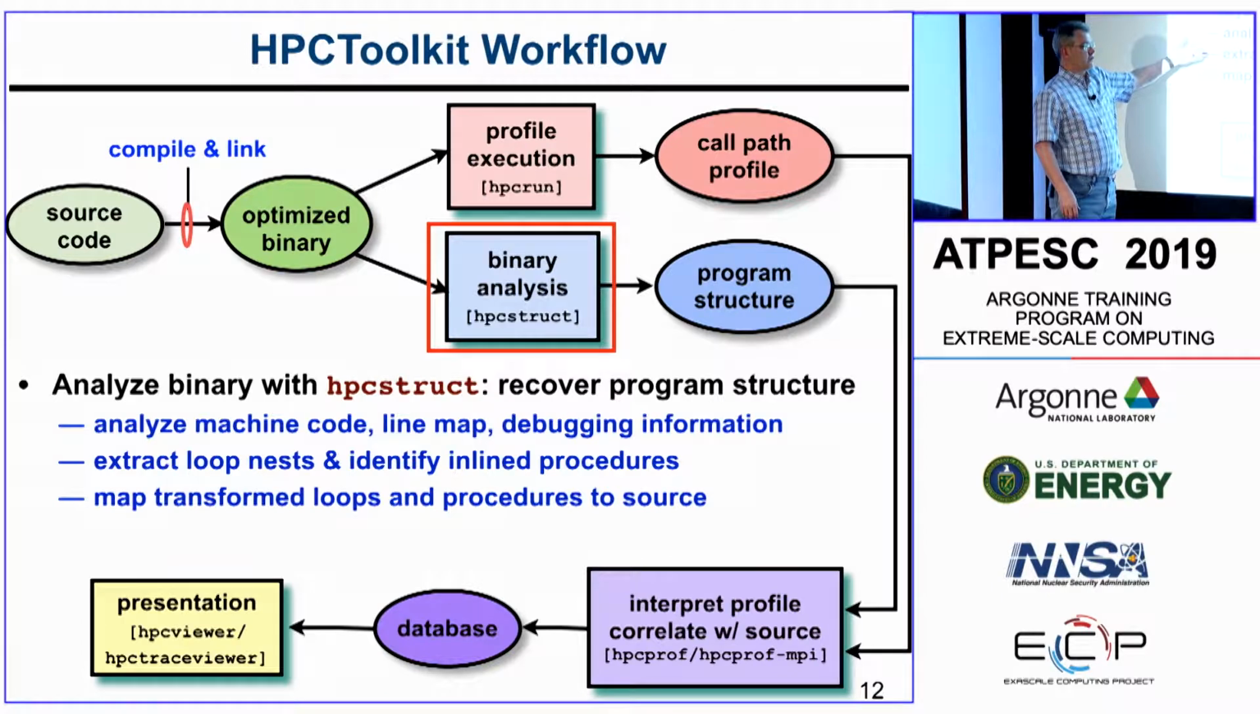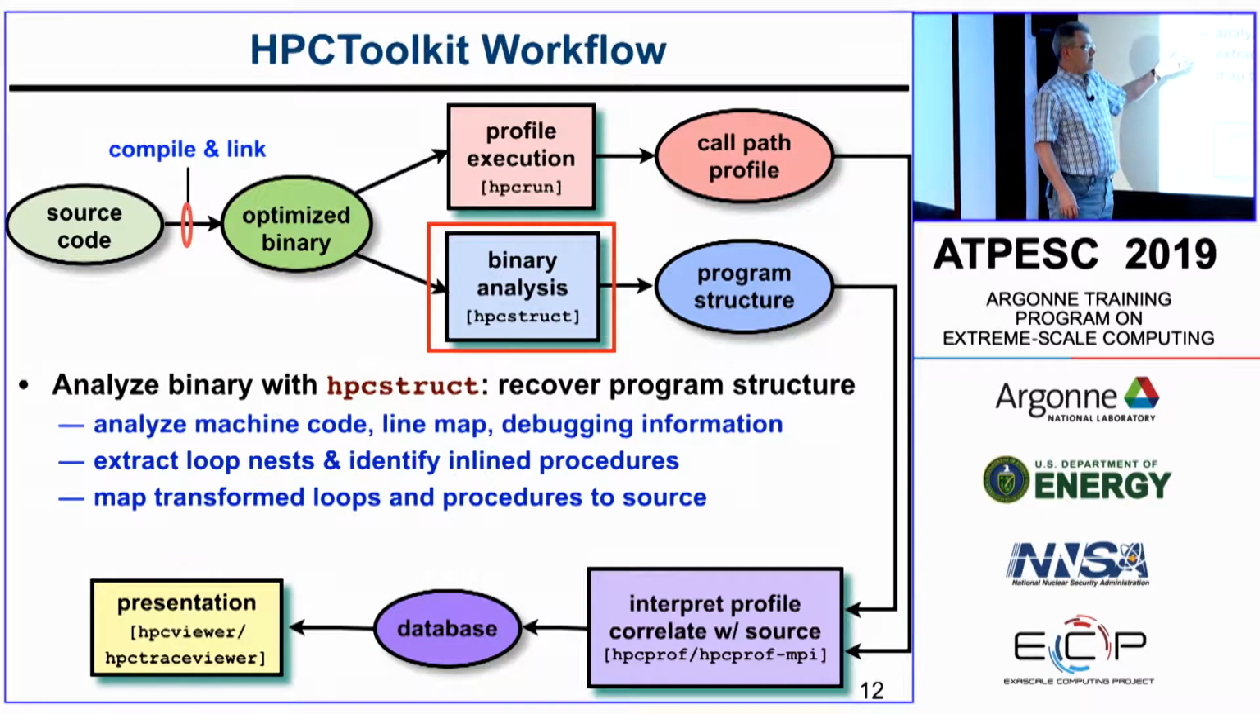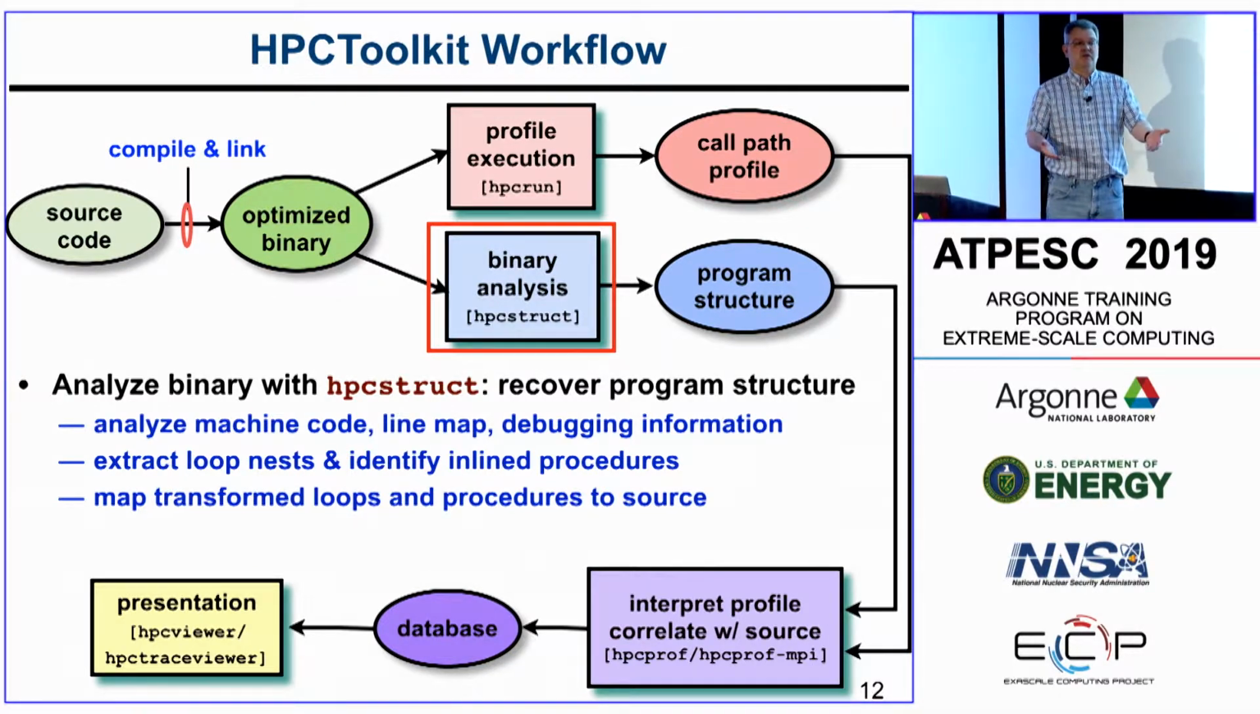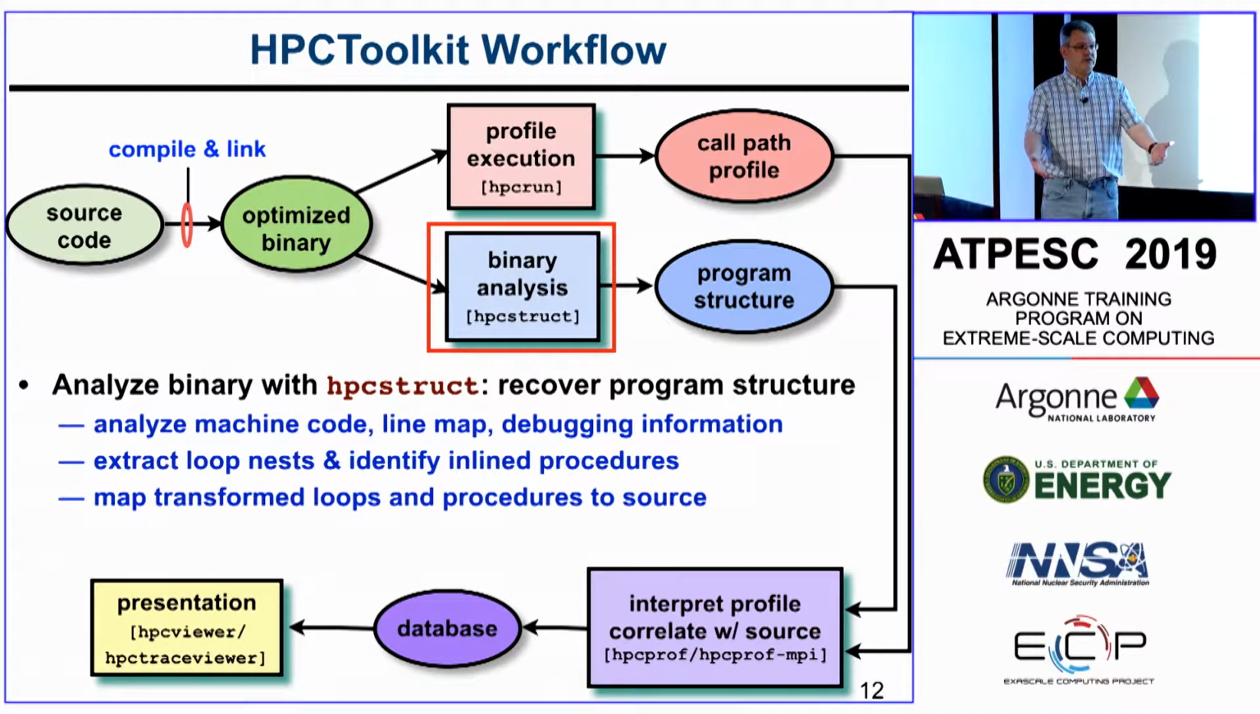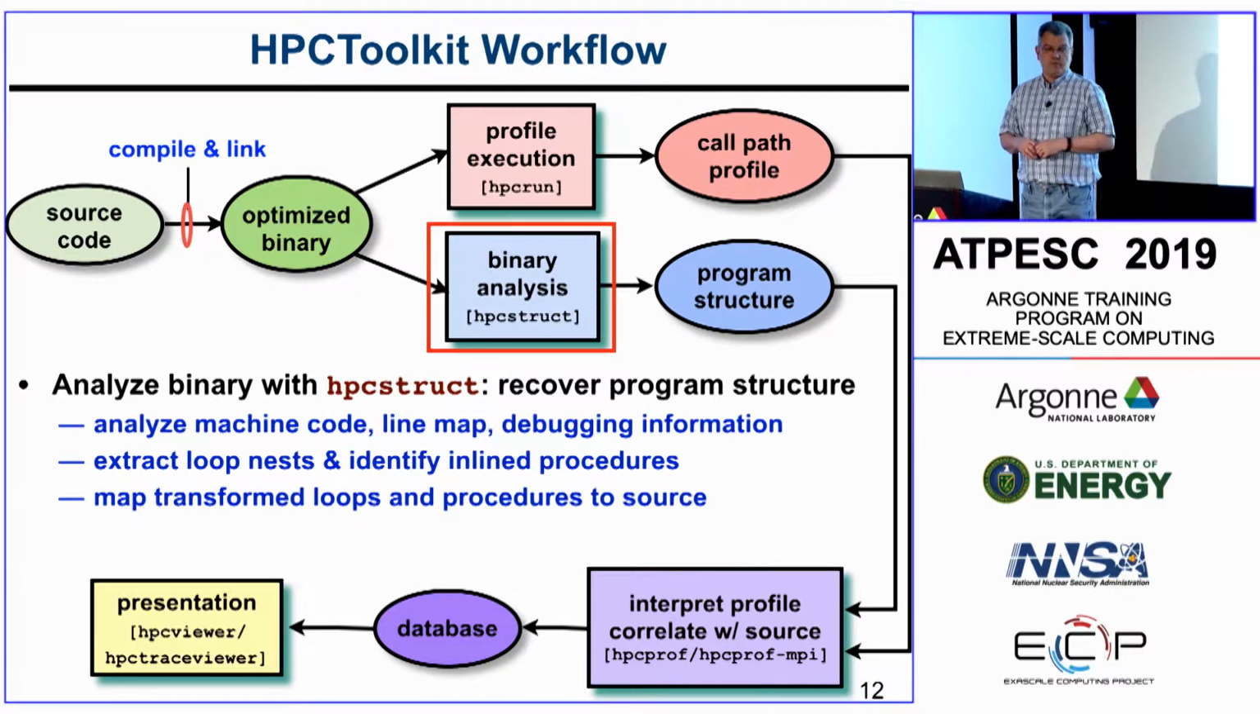So we're able to extract information about loop nests and identify inline procedures. And then we're able to map all of the machine code back to your source. When we take measurements at a particular address in your application, we're able to say that machine instruction came from a long chain of inline code.